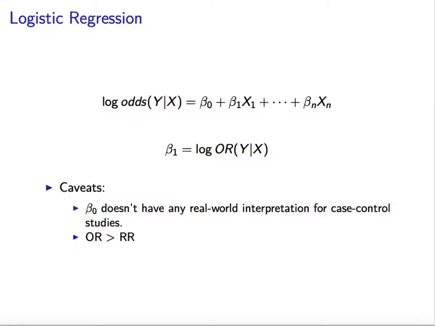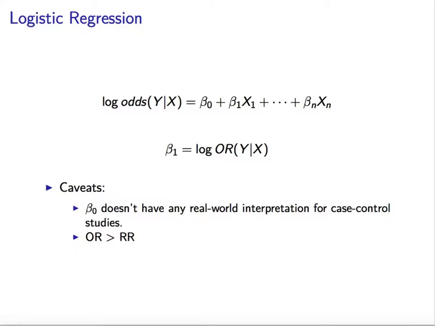Now in the context of this model, beta 1 is the log odds ratio comparing disease risk in individuals exposed to x1 to disease risk in individuals not exposed to x1. So this coefficient is the log odds ratio of disease y given exposure to x1. That should be x1 there.